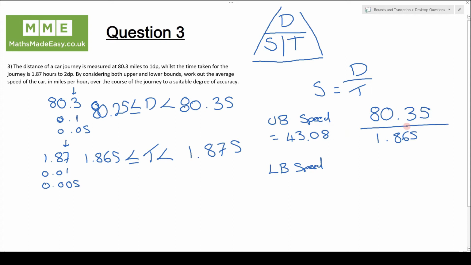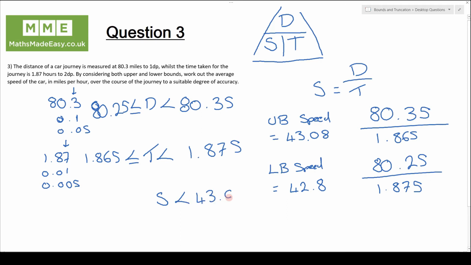Now let's have a look at the lower bound for speed. This would be using the smallest number for distance, so that's 80.25, and the largest number for time, which is 1.875. Putting this into the calculator gives us an answer of 42.8. So we can say that the speed is less than 43.08 and greater or equal to 42.8. However, that is not our answer.